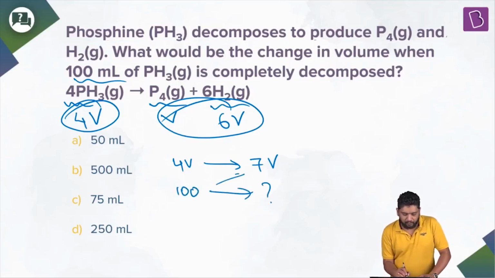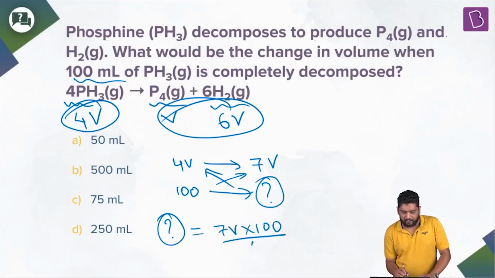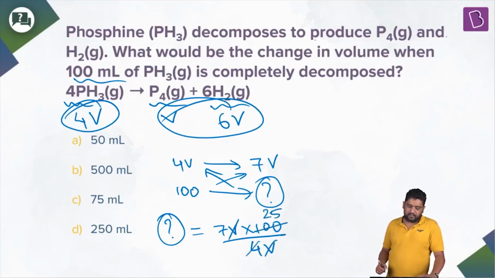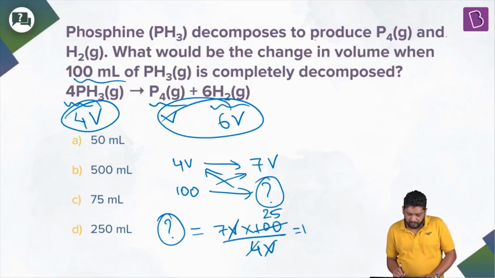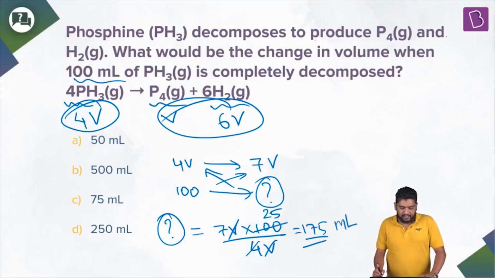Simple unitary method, cross multiply. Oh no, wait. Question mark into 4V was 7V into 100. So 7V into 100 divided by 4V, V cancels. So 700 by 4, or 7 into 25. 7 into 25 is how much? 140 plus 35, so 175, of course. 175. Right. So this is the final volume that is there.